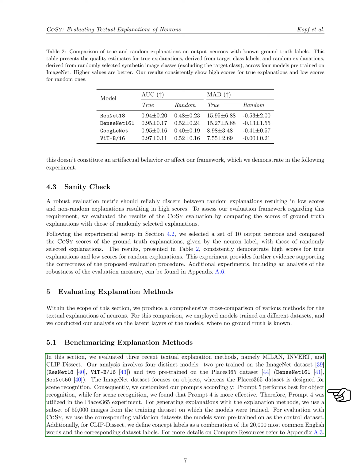We tailored our prompts accordingly for object and scene recognition tasks. We used a subset of 50,000 images from the training dataset to generate explanations and evaluated them using COSY with the corresponding validation datasets. ClipDissect defined concept labels using common English words and dataset labels.